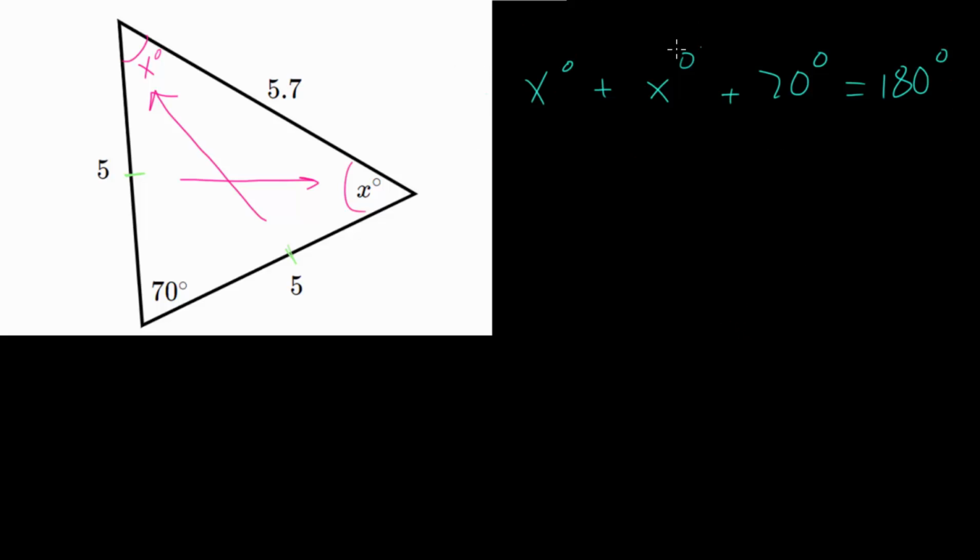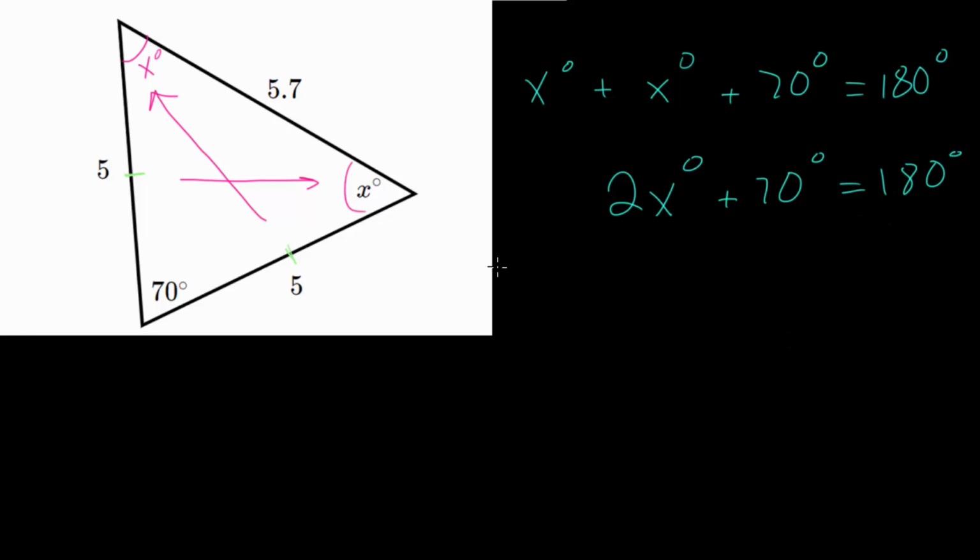So if you want, you can ignore the degrees here on the units and just put that in at the end. But we have 2 multiplied by this x degrees plus 70 degrees. We're just combining like terms now. And all of this is equal to 180.